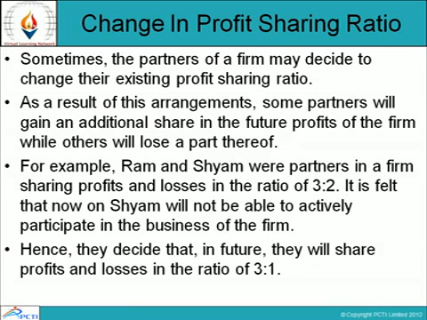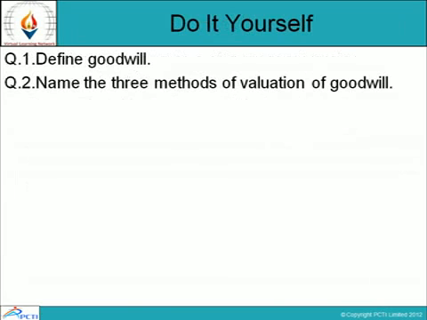Change in profit sharing ratio. Sometimes the partners of a firm may decide to change their existing profit sharing ratio. As a result of this arrangement, some partners will gain an additional share in the future profits of the firm, while others will lose a part thereof. For example, Ram and Shyam were partners in a firm, sharing profits and losses in the ratio of 3:2. It is felt that from now on Shyam will not be able to actively participate in the business of the firm. Hence, they decide that in future they will share profits and losses in the ratio of 3:1.